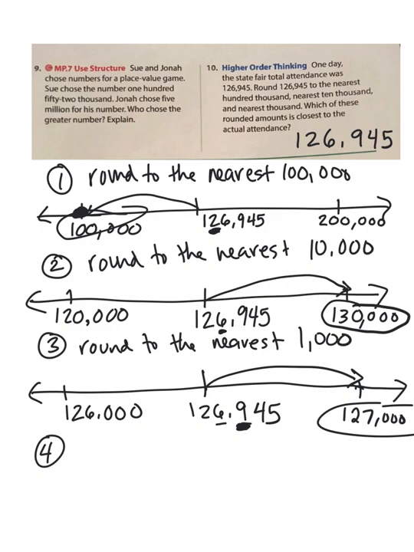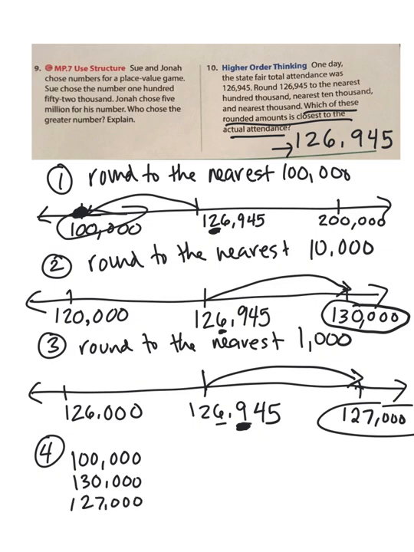So for the last part of the question, it says, which of these rounded amounts is closest to my original actual attendance? So I'm choosing between 100,000, 130,000, and 127,000. You guys have to figure out which of these is closest to 126,945. And I can think of a couple different ways you could solve that. I'm curious to see what you guys think about that. I'm not going to answer that one for you. I'm going to let you puzzle it out.